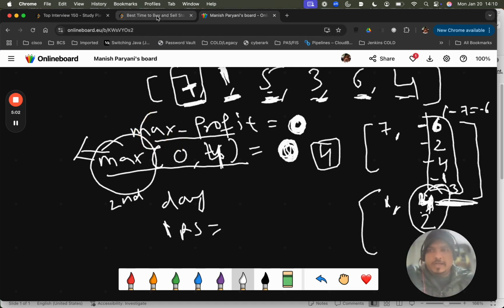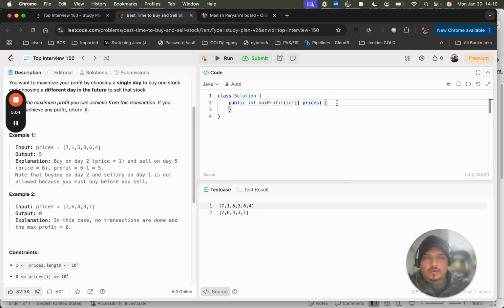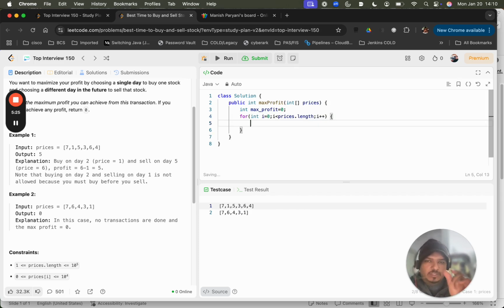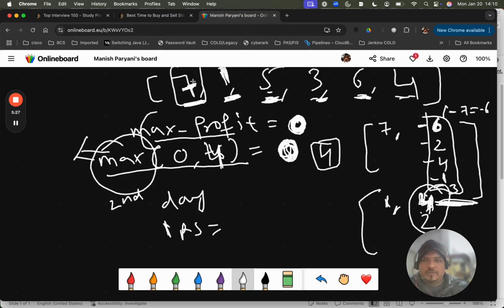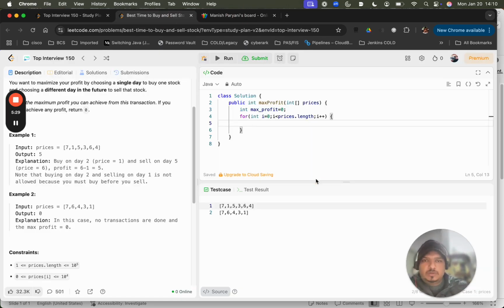So let's try to write the program, and then hopefully you'll be able to understand. What I'm saying is, max profit initially will be 0, and I need to run a loop from 0 to prices.length. I'm assuming that on the first day I bought this one. So you bought this one, right? On what price did you buy? Let's say the price is prices[i].